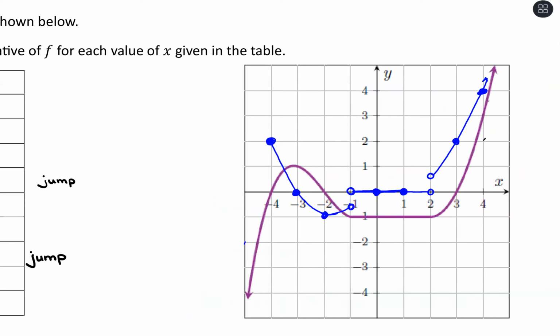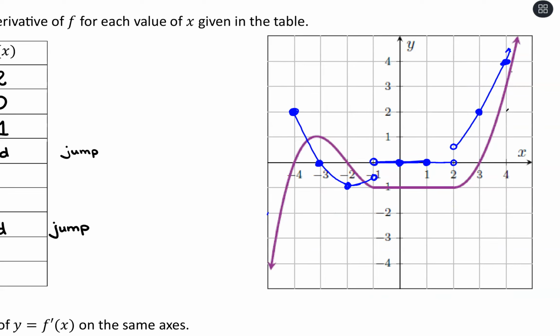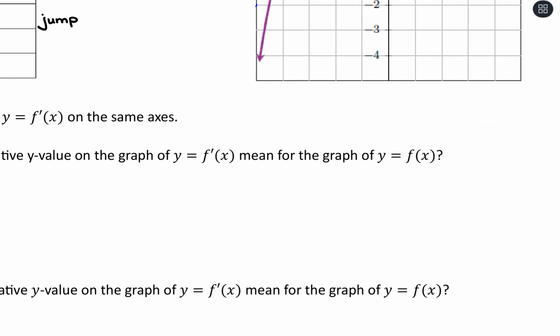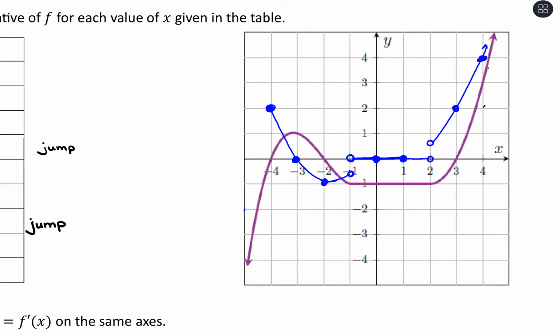Now, when we have the actual function to work with, this is a bit easier because we would be able to use our derivative rules to take the derivative function, and then we could just plug in values to evaluate. Okay, what does a positive y value on the graph of y equals f prime of x mean for the graph of y equals f of x?